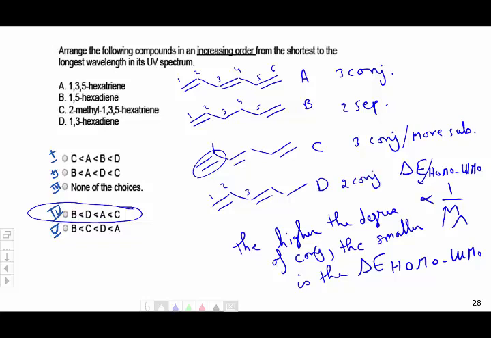So it became clear that the ones that have the highest degree of conjugation are A and C, but C is more substituted, and substitution adds stability, so C will be longer than A, longer than D because D is 2 conjugated. And B is going to have the shortest wavelength because the difference between the HOMO and the LUMO is the biggest. So that goes back to the UV and the idea of stability of conjugated dienes.